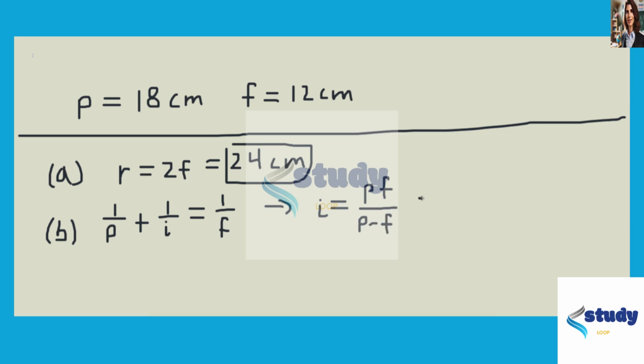So plugging in our values for p and f into this equation, we find that the image distance is equal to 36 centimeters. We can box it in as our solution to part B.